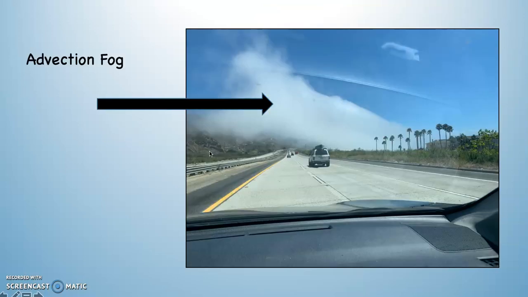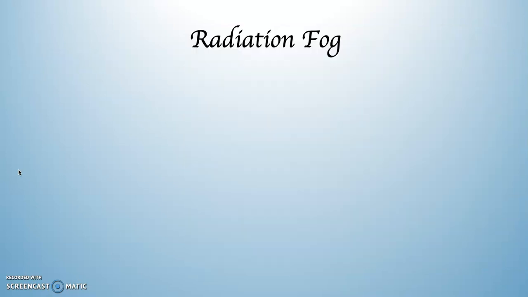making advection fog. I was driving home from Pismo Beach, California, not long ago, and as I was driving along the 101 headed south, you could see there that there was an advection fog coming right off the ocean and crossing Highway 101. Remarkable.